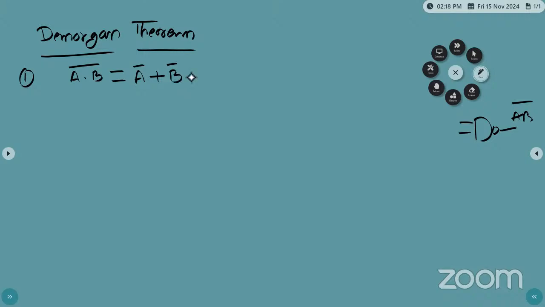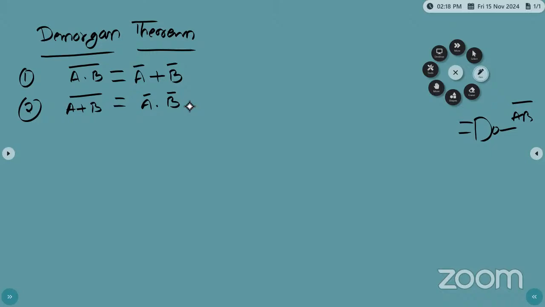Okay, so De Morgan theorem 1 is (A dot B) whole bar is equal to A bar plus B bar. And theorem 2 is (A plus B) whole bar is equal to A bar dot B bar. Okay, reverse: A bar dot B bar is equal to (A plus B) whole bar. Now, how are we converting this? I will give simple statements.